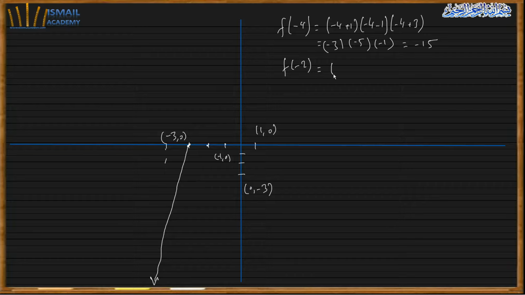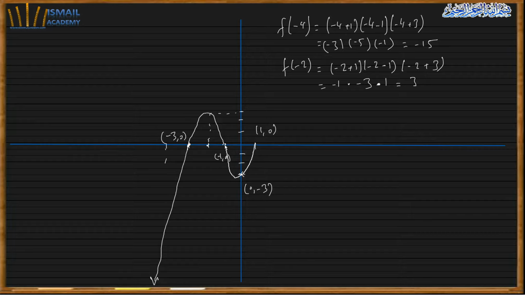So you plug in, so it's going to be minus 2 plus 1 times minus 2 minus 1 times minus 2 plus 3. So here it is minus 1 times minus 3 times 1. So it's going to be 3. So 1, 2, 3. So your graph is going to go up here. It may go a little bit, then it's going to cross that value, and it's going to go down here. Then it has to cross this and move up. So here it's going to move down a bit, and there we go.